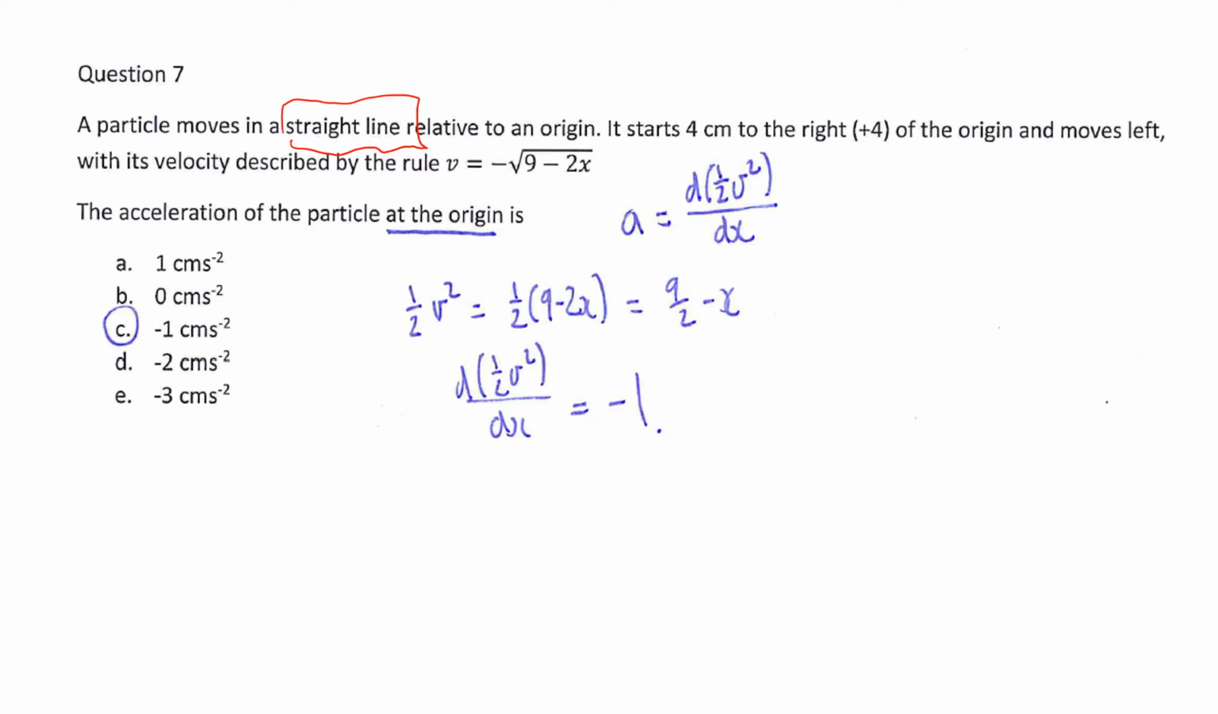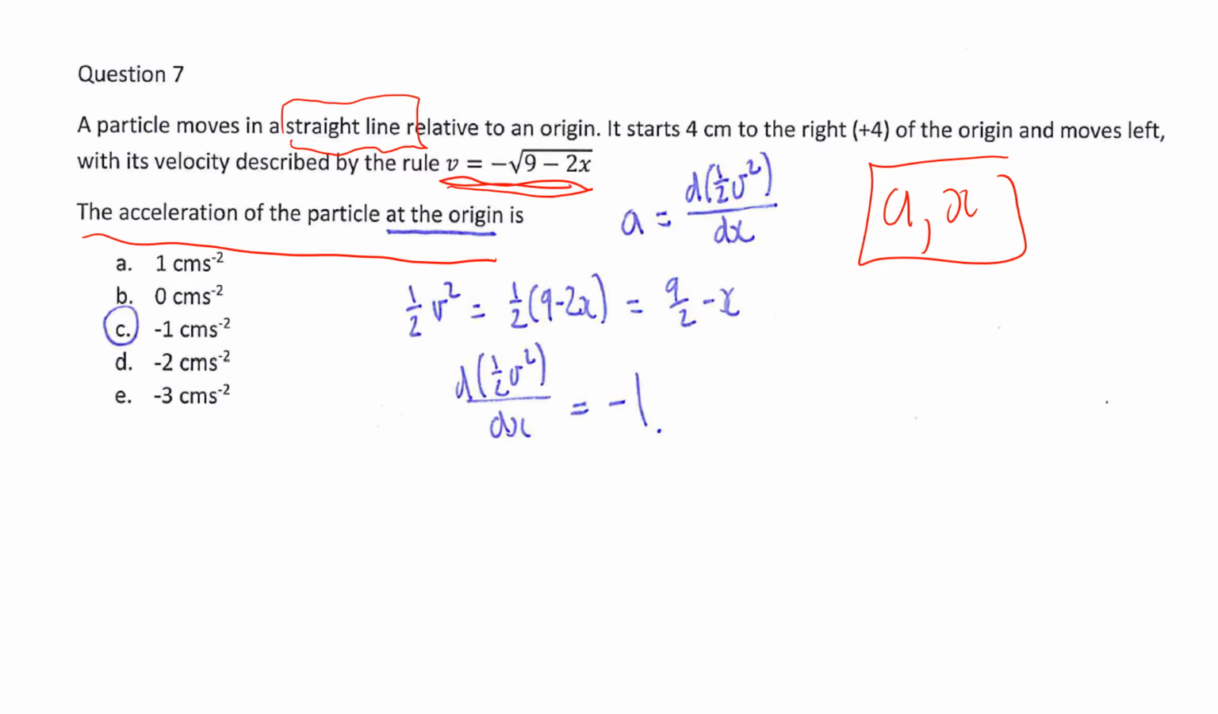Okay, and of course it starts at x equals 4, and as x gets less than 4, you can see it's still always going to be positive inside the square root. So it's all nice and good. The acceleration of the particle at the origin. So we need a relationship between A and x. We're given a relationship between V and x. How do we develop that relationship between A and x?